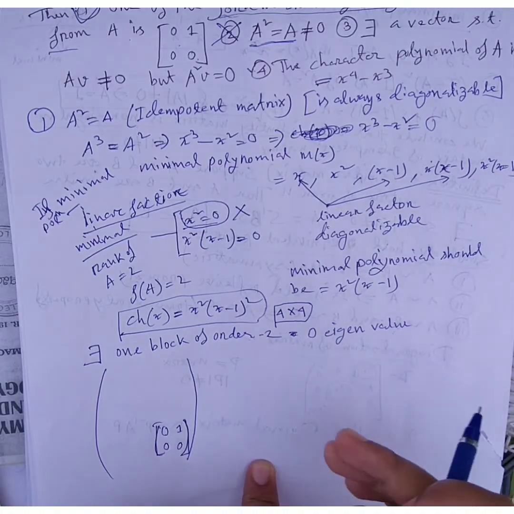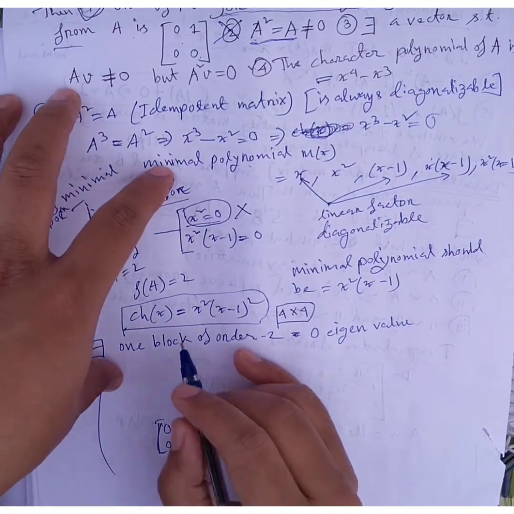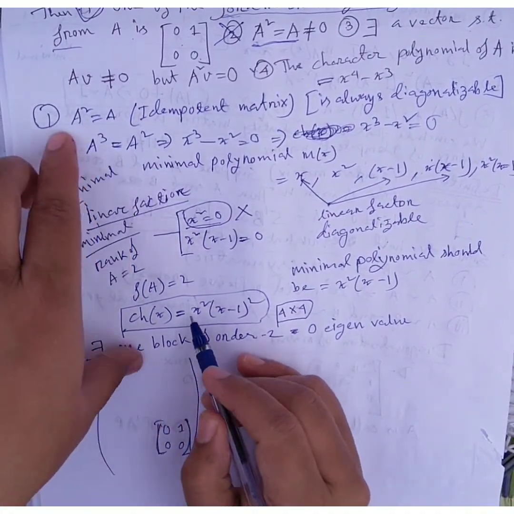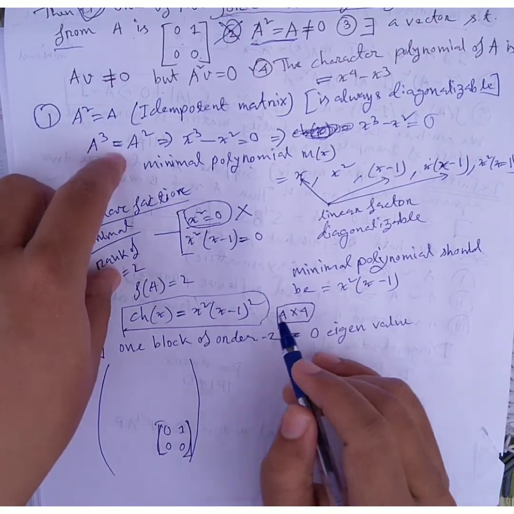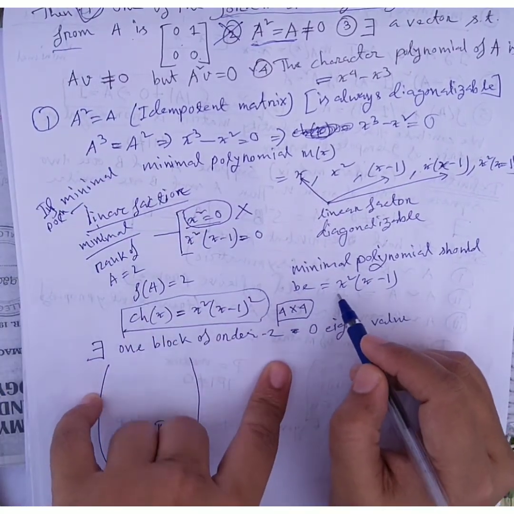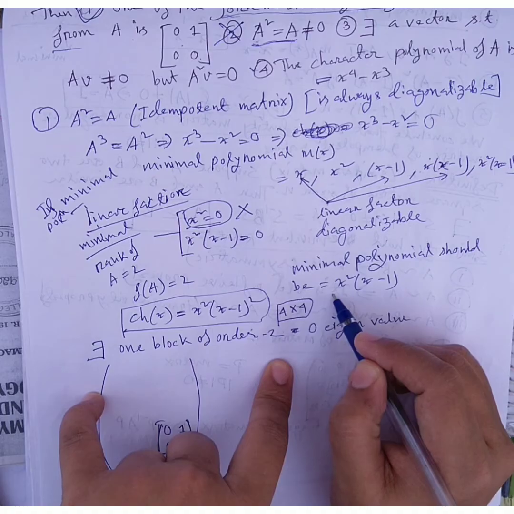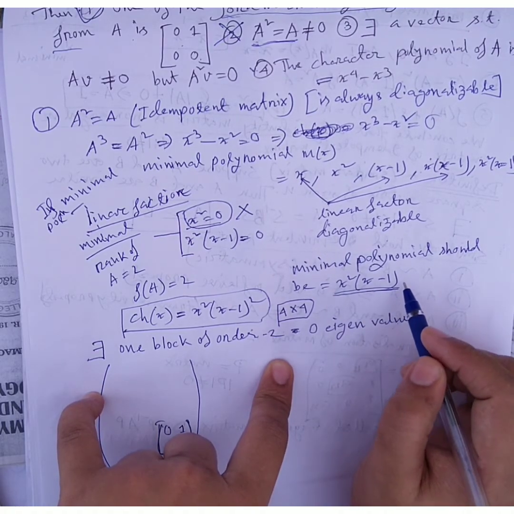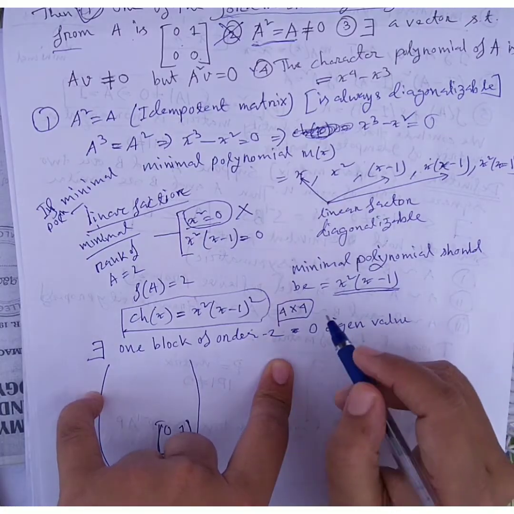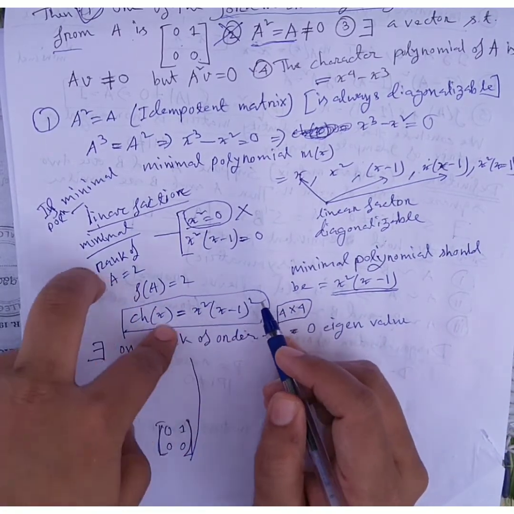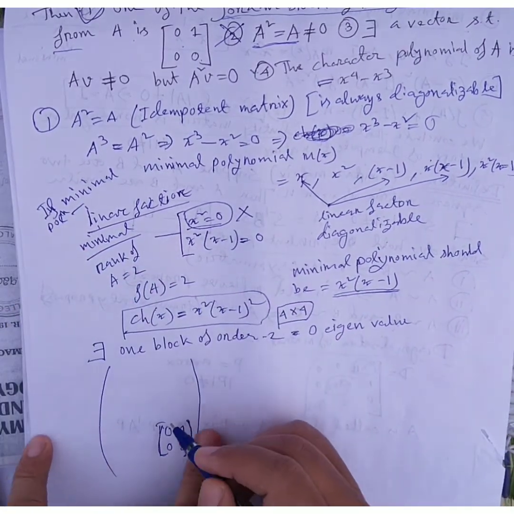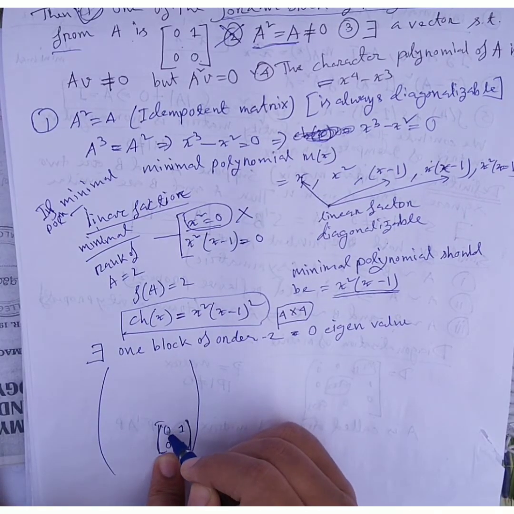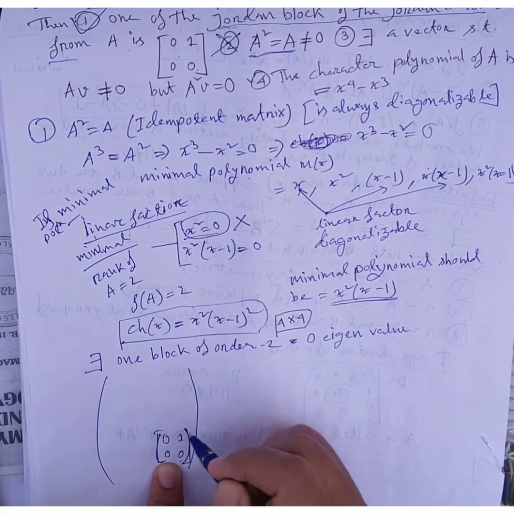Now again we are discussing that in case of minimal polynomial, whatever we get, the minimal polynomial is x square into x minus 1. This is our minimal polynomial. It is a possibility. Another is not possible, and we get that according to the minimal polynomial 0 0 0 1 is possible.